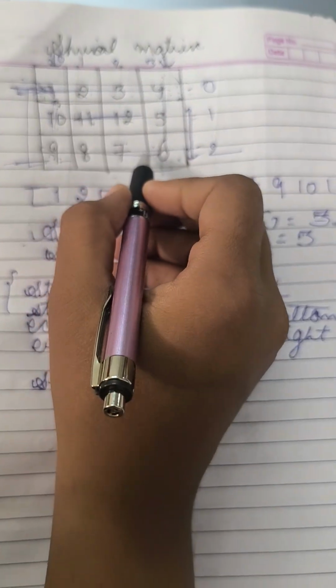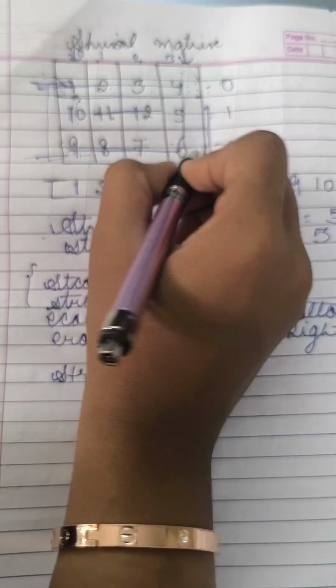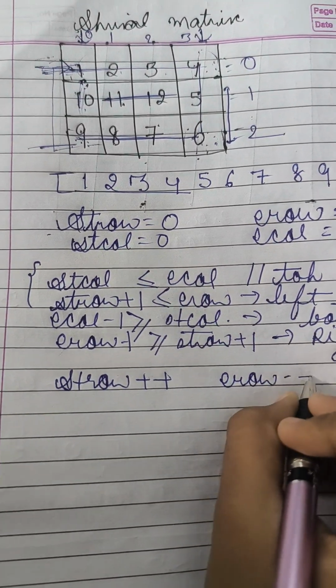So we will do a similar thing: ending row minus minus, because this part has already got printed. So starting row plus plus, and ending row is going to be done minus minus.